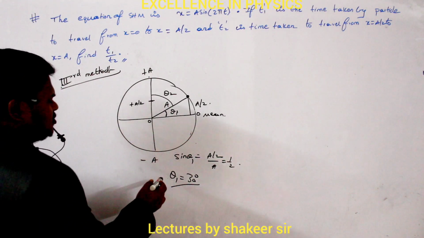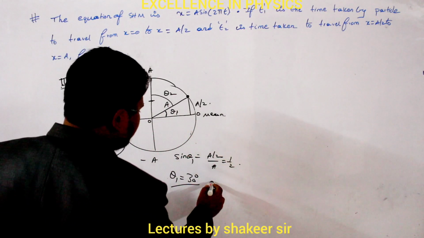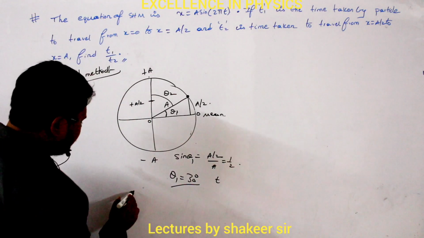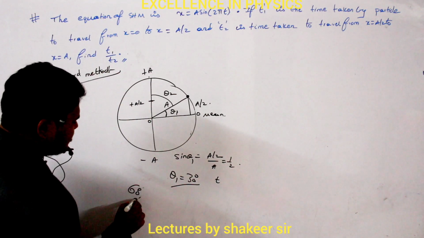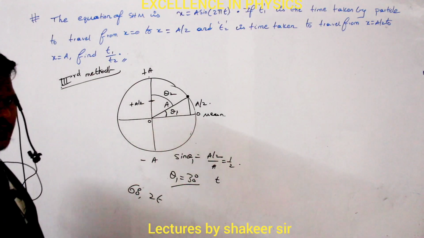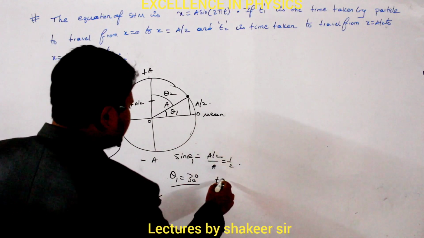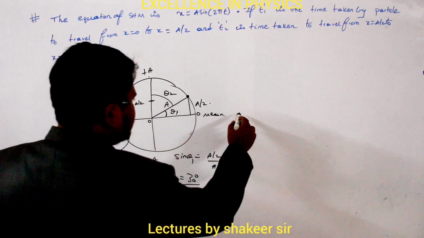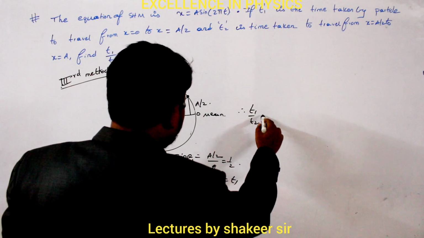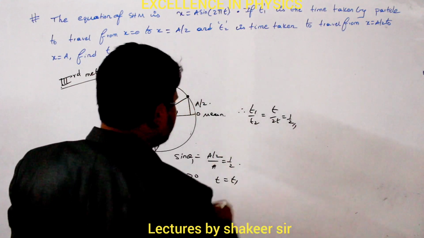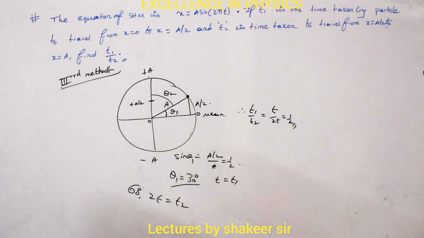Clear? So to cover an angle of 30 degrees, if the time taken is, for example, t, then the time taken to cover 60 degrees will be how much? The time taken to cover 60 degrees will be 2t. Clear? So therefore this is the time taken called t1 and this is the time taken called t2. So t1 by t2 is equal to t by 2t, which is 1 by 2. So that is our ratio. Are you able to understand? That's all.